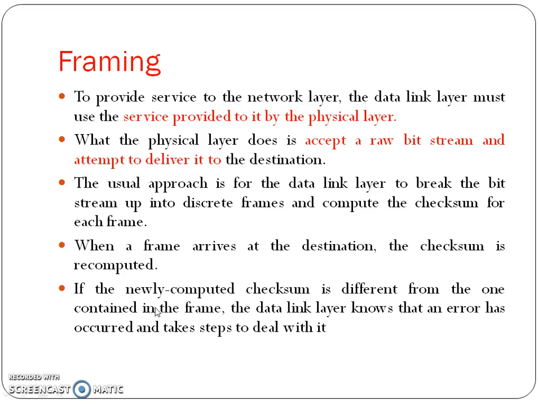However, the bit stream received by the data link layer is not guaranteed to be error-free. It is up to the data link layer to detect and, if necessary, correct errors. The usual approach is for the data link layer to break the bit stream up into discrete frames and compute the checksum for each frame. When a frame arrives at the destination, the checksum is recomputed. If the newly computed checksum is different from the one contained in the frame, the data link layer knows that an error has occurred and takes steps to deal with it.